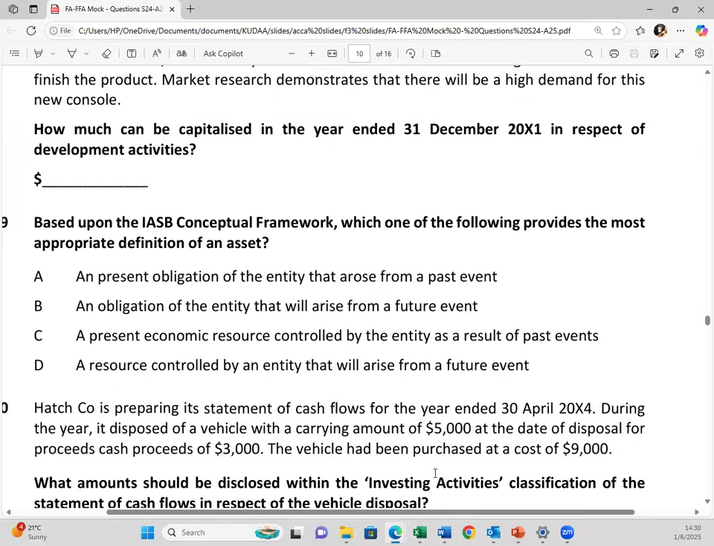Based upon the IASB conceptual framework, which of the following provides the most appropriate definition of an asset? So remember, an asset is a resource that we have in the business as a result of what we did in the past, from which we're expecting to get benefits. So the question is saying the most appropriate. So it's not just about the definition, but the most appropriate. So which one is it? C, a present economic resource controlled by the entity as a result of the past.